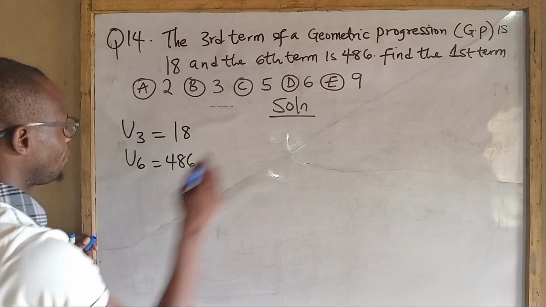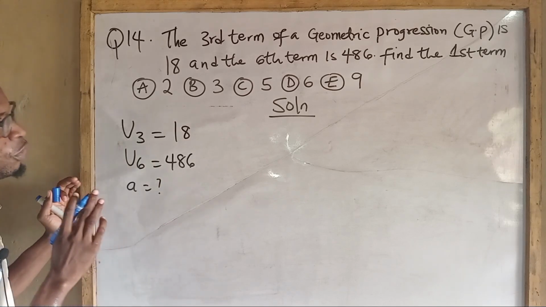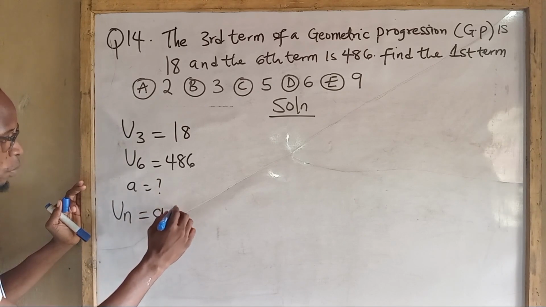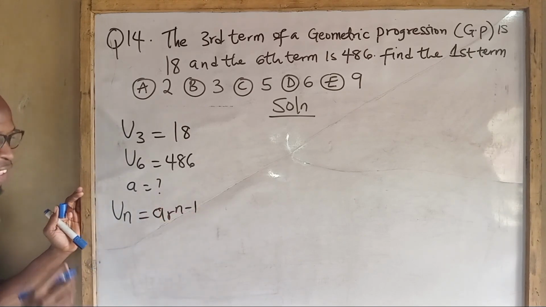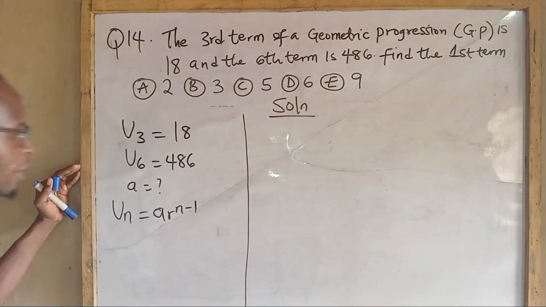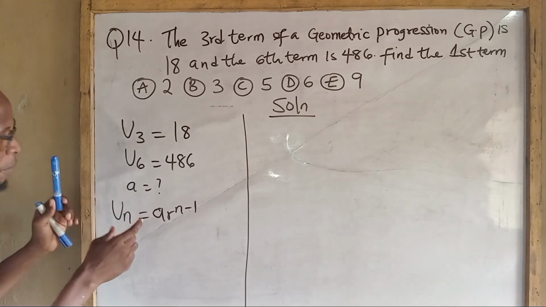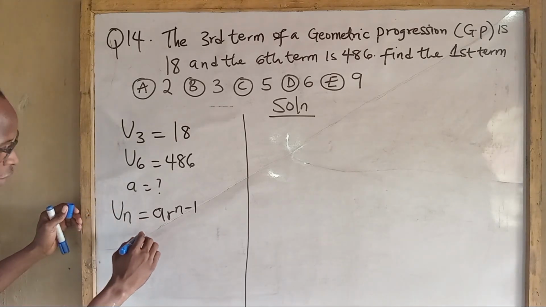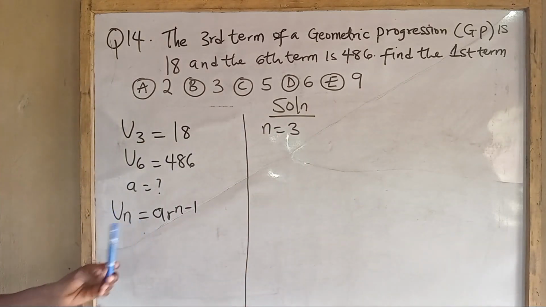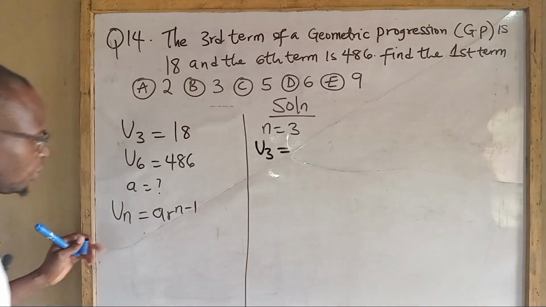Find the first term. So we are looking for the value of what? A. The formula for geometric progression is simply Un equals a r raised to power n minus 1. So that's for the nth term of a geometric progression. Good. After getting all these parameters, we need to replace all our values into this equation. So if I replace the first one, when n equals 3, let me do that here.